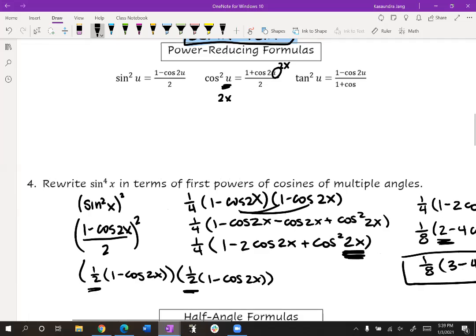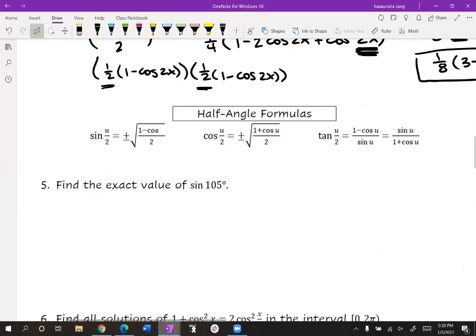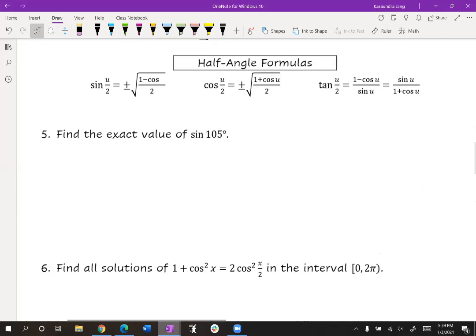All right, next up, they give you some half angle formulas. So find the exact value of sine of 105 degrees. It's probably in the half angle formula section because that's half of something that we are familiar with. So I'm going to treat this as sine of 210 over 2 degrees. So 210 divided by 2 is 105, and 210 is something that we have memorized on the unit circle. So we're going to use this half angle formula.